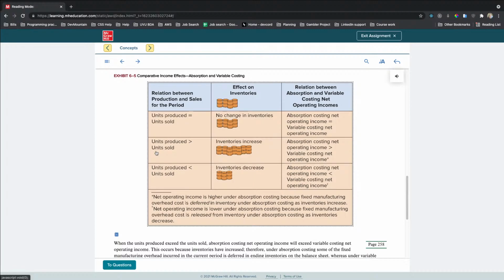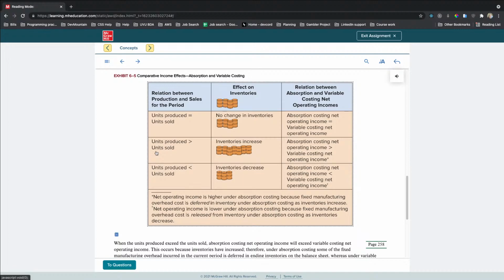But generally, I would say that your variable costing is going to be higher because you just made a bunch of revenue and you're only going to realize the fixed costs. You're going to recognize those fixed costs now. So your inventories are going to decrease, right? That means that you have less inventories than you made, so your inventories are decreasing overall. Absorption costing net operating income is going to be less than variable costing net operating income.